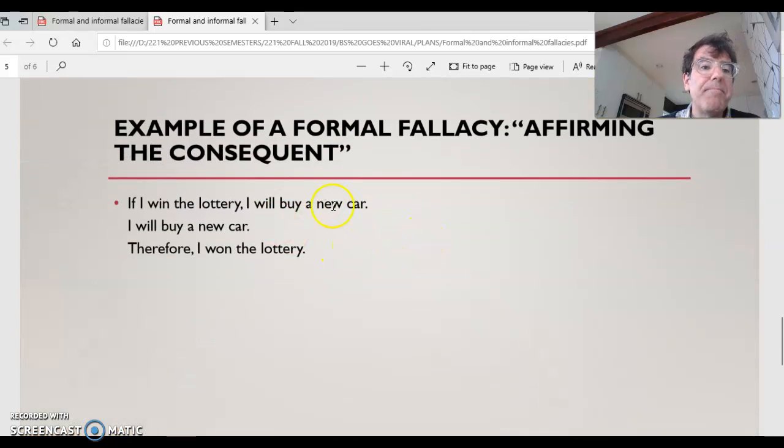Another example. If I win the lottery, I will buy a new car. I will buy a new car, therefore I won the lottery. Again, this is the consequent. In the second line, the consequent is affirmed, and then you illogically infer the claim. Clearly, the fact that I bought a new car doesn't mean I won the lottery.